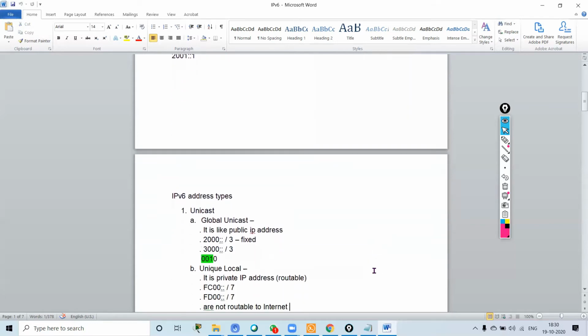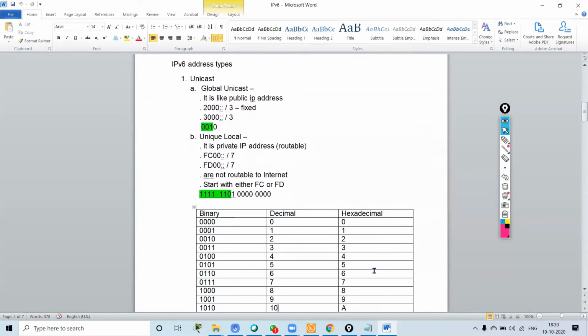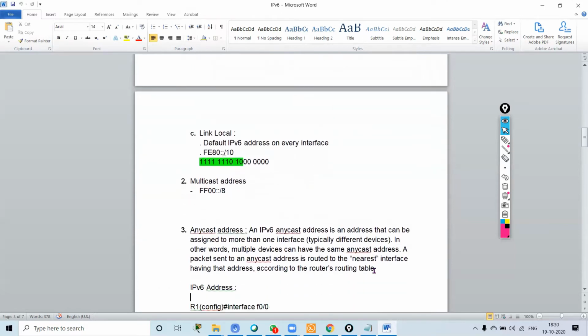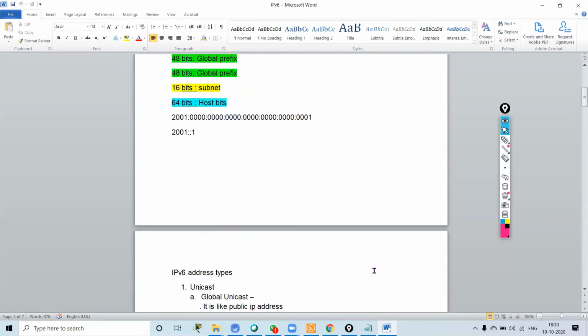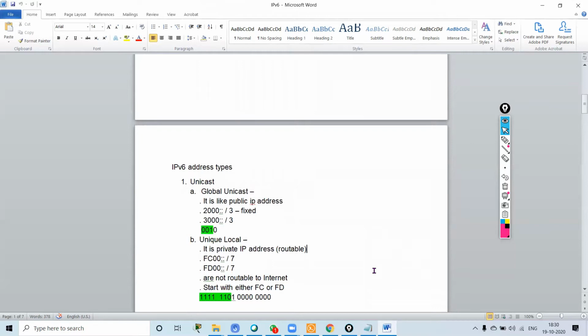Then we have address types in IP version 6. We have Unicast, multicast, and we have anycast. Okay, so Unicast is something like your public IP address. In Unicast also we have 3 types: global Unicast, unique local, and link local.